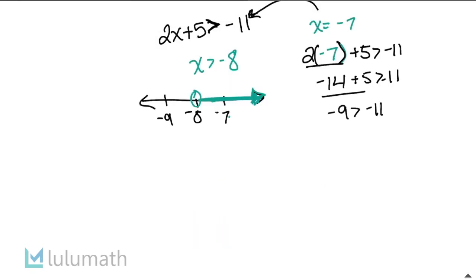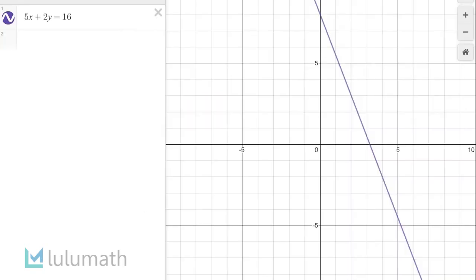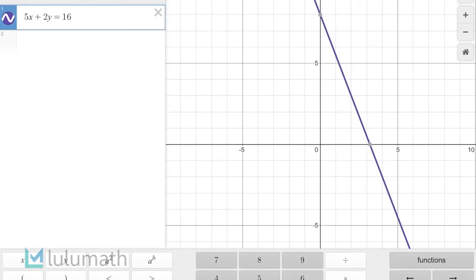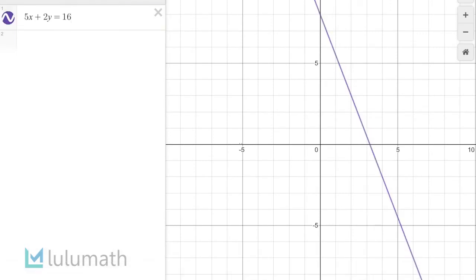Another example of having a solution is if I had a graph such as 5x plus 2y equals 16, for example. If I were to graph it out, I would end up getting a line, and that line represents all the values that satisfy this equation right here. So let's take a look at what that line will look like. If you take a look right here, 5x plus 2y equals 16, we end up getting this line right here, and any point along this line is a solution.